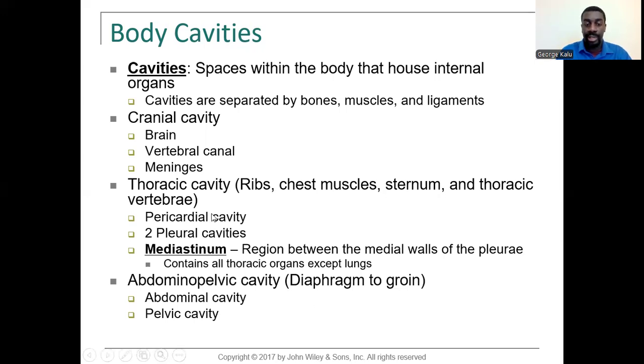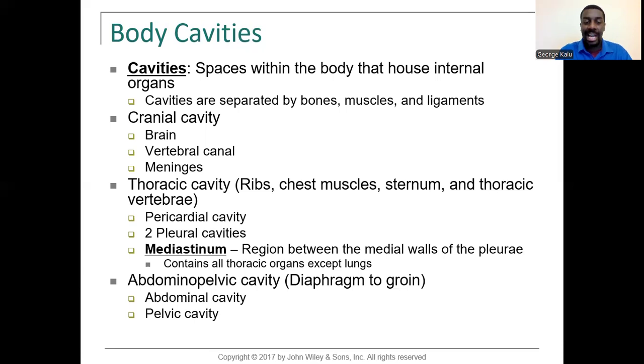One is the pericardial cavity, which is the cavity that surrounds the heart. We also have two pleural cavities, which surround the lungs. So if we're up here on our chest, we're going to have the heart and the lungs in the thoracic cavity. We also have a region called the mediastinum, depending on how you want to say it. That's the region in between the medial walls of the pleura, and it contains all of the thoracic organs except for the lungs. And we'll talk about what those are in a second.